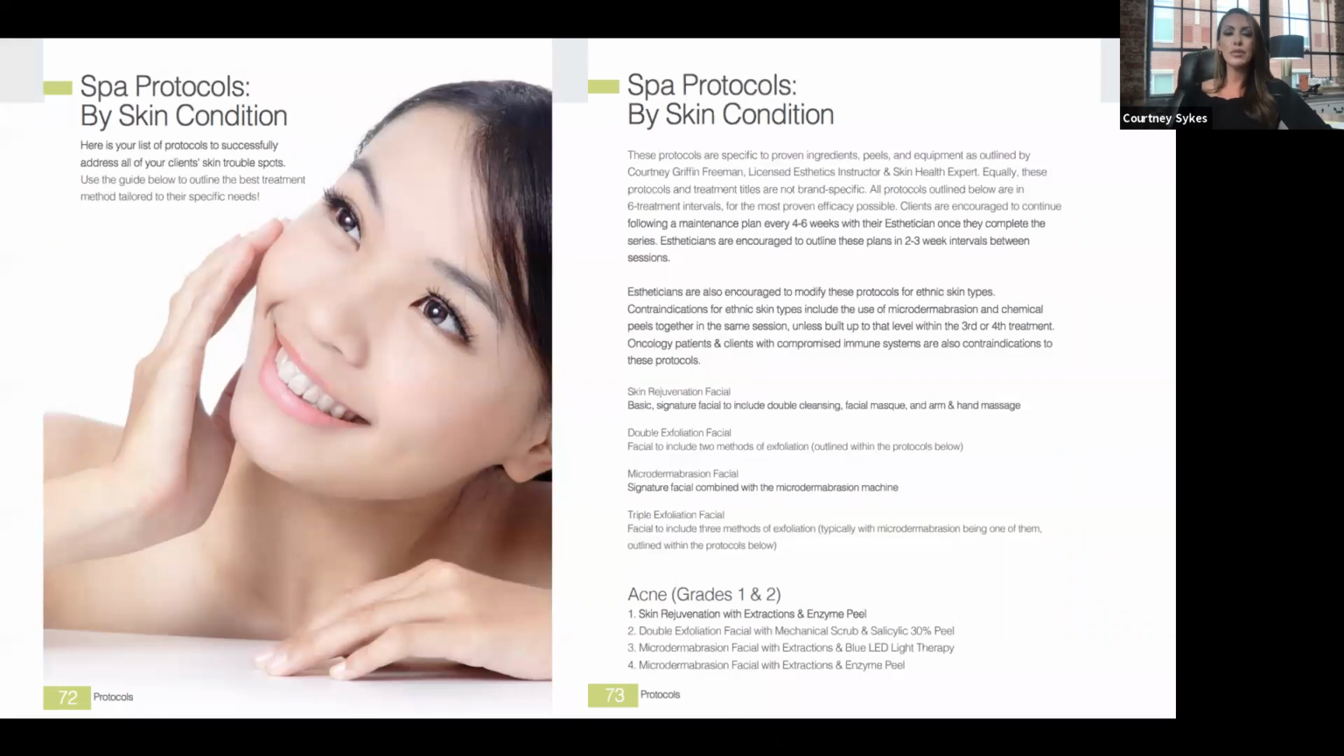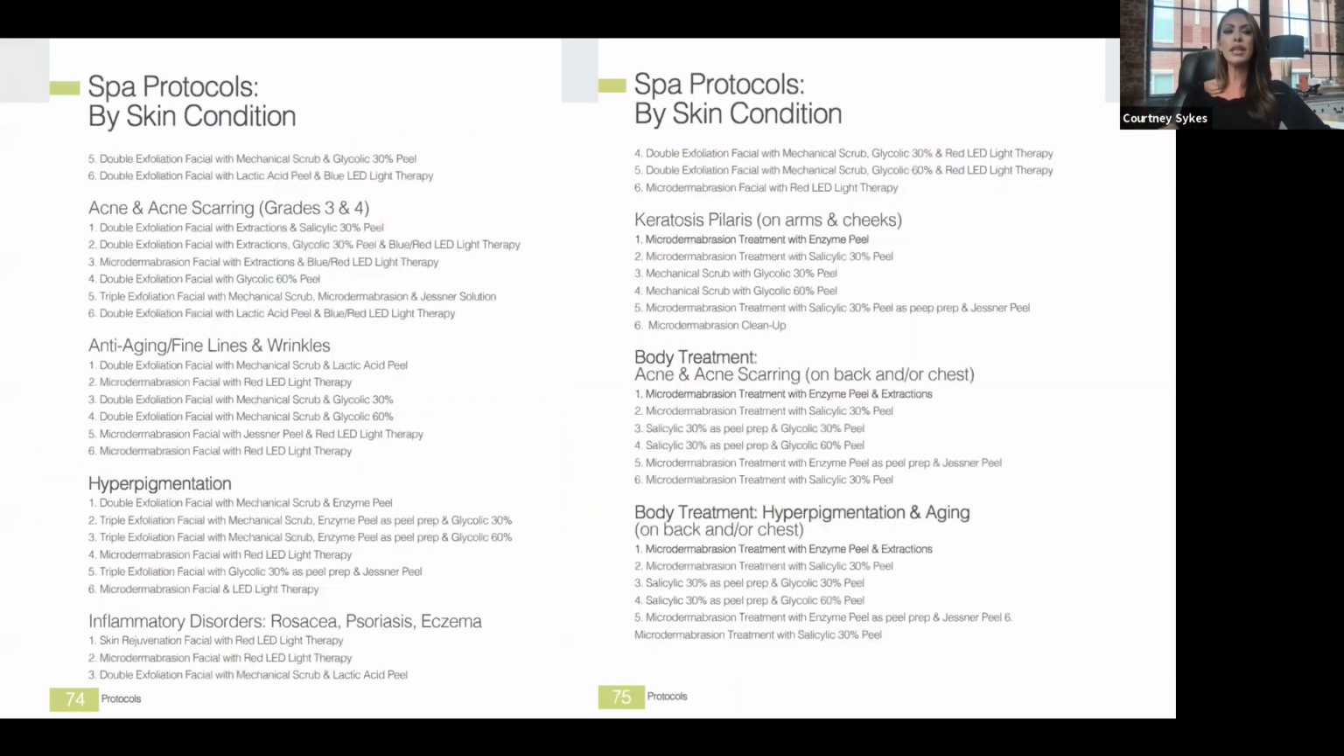It doesn't matter what Fitzpatrick type you are. You can do it all. You can layer up and do a 6-layer Jessner on a type 6. Yes, you can. And if you don't believe me, watch me. I will do it. You just have to ease people into these things, okay? Then here's some suggested spa protocols by skin condition for other things like grades 3 and 4 acne, fine lines and wrinkles, hyperpigmentation, and so on. Over here to the right, you have spa protocols by skin conditions for body issues, such as keratosis pilaris, body treatments like acne and acne scarring, other body treatments like hyperpigmentation and aging.